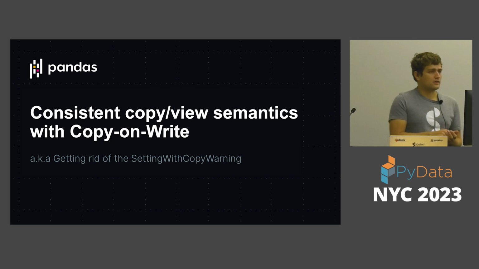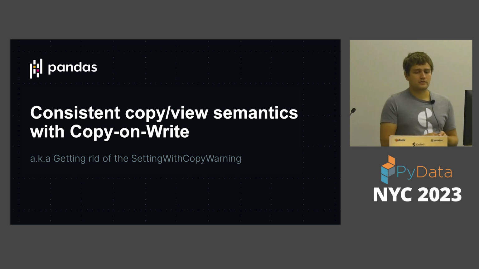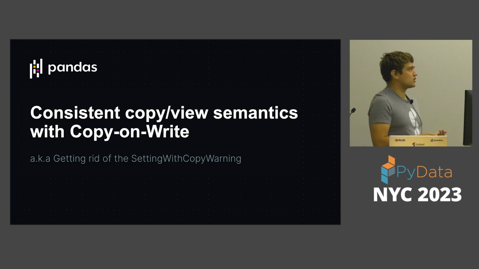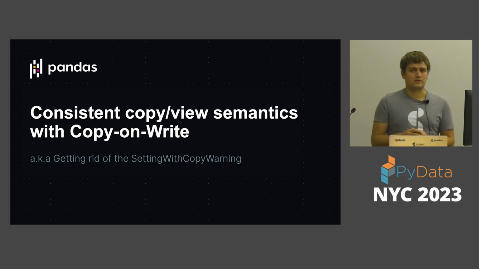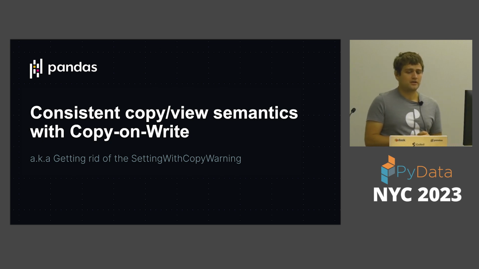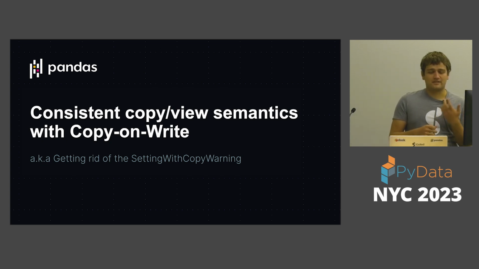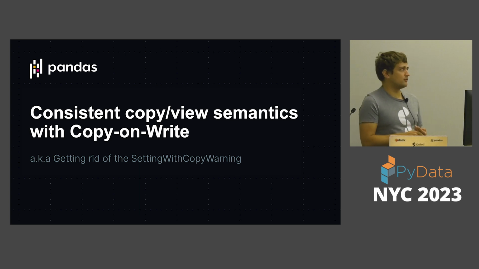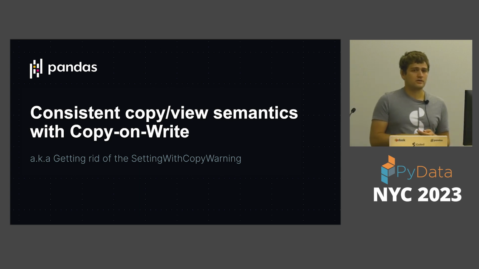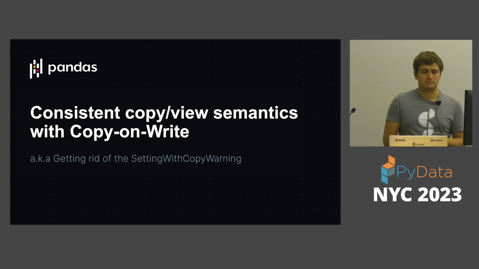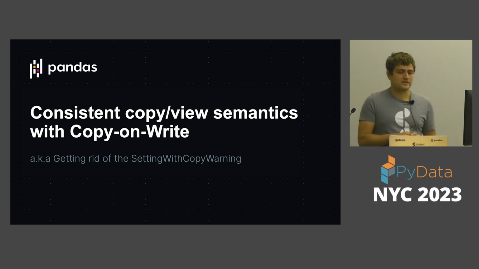The second bigger thing that we expect for 3.0 is that we will change copy and view rules in pandas. Right now, this is a pretty big mess, in our opinion. Users might disagree, but I haven't found any. We want to have more consistent copy and view semantics in pandas, and we call this copy on write. This is something that's more popular in the low-level world and a bit tricky in pandas, but I think we can make this work. Or I like to call it getting rid of the setting with copy warning.